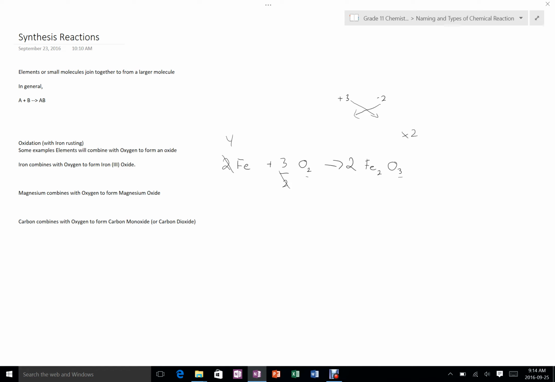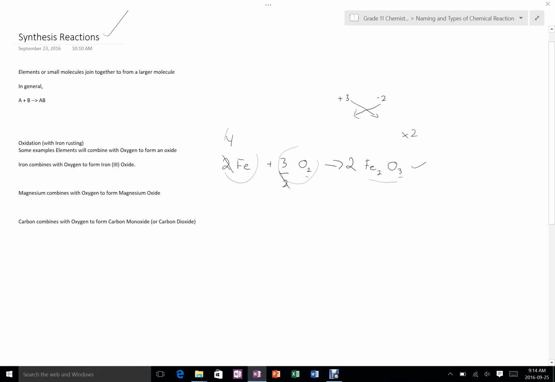Now if I look at this, I have 4 irons going to 4 irons, and 6 oxygens going to 6 oxygens. I'm balanced, I'm happy, and what I can see is I have an element and another element coming together to form a larger compound, and that's what makes it a synthesis reaction.